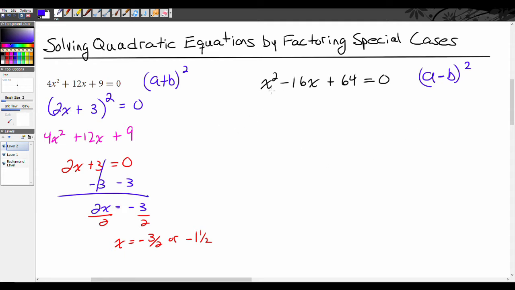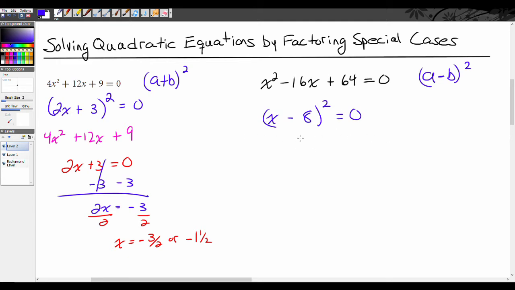So, where does x squared come from? What's the square root of x squared? X. What's the square root of 64? 8. And since my middle term is negative, it's going to be x minus 8 squared equals 0. I'm not going to FOIL it out. If you're not sure, go ahead and try it yourself. But we got x minus 8 squared equals 0.